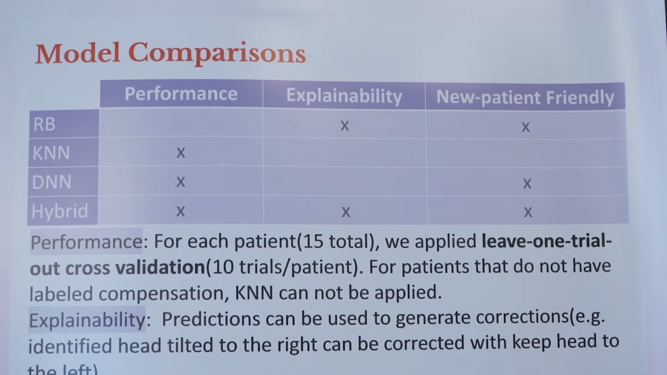So our naive rule-based model has great explainability and it's new patient friendly because there are default values, but the performance is not as good. For the k-nearest neighbor model, the performance is there, but it doesn't offer explainability, nor is it new patient friendly because we need training data for patients with both compensation frames and non-compensation frames.